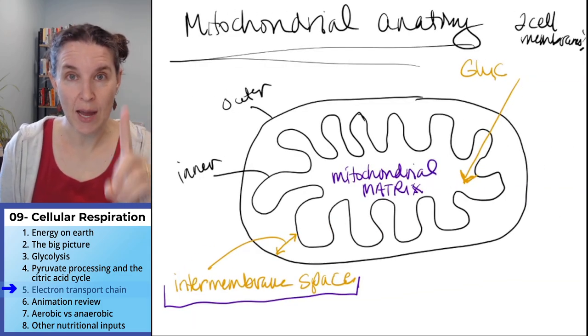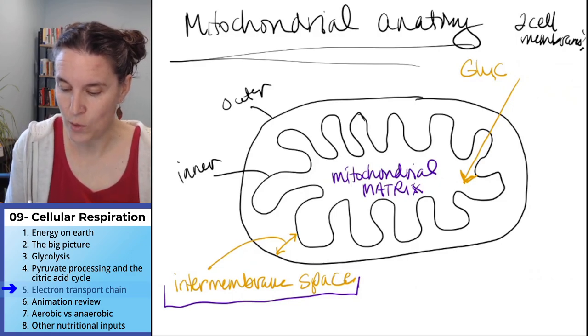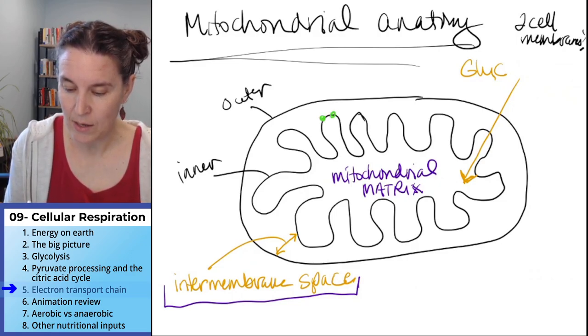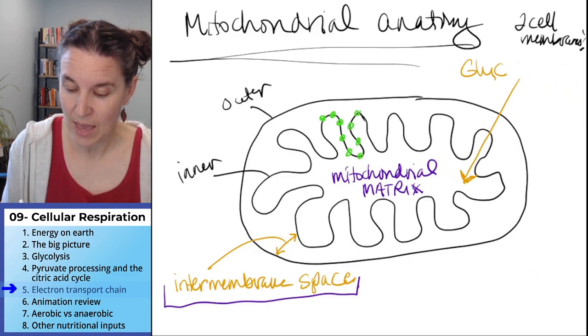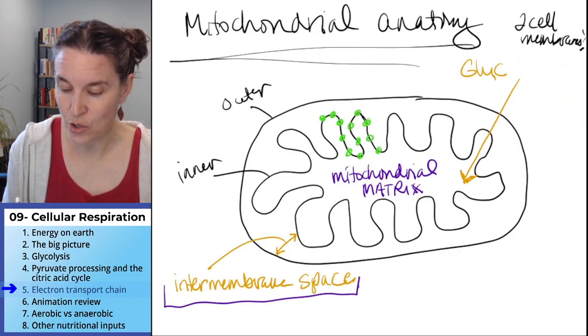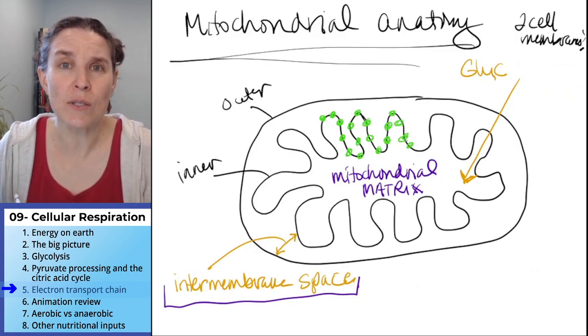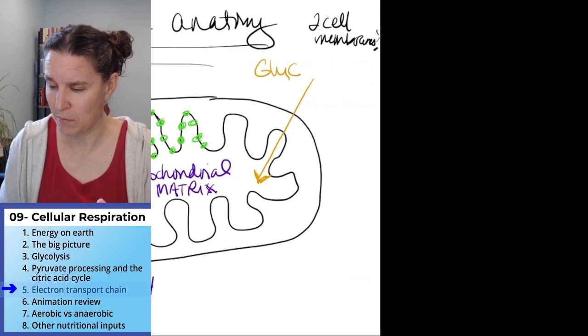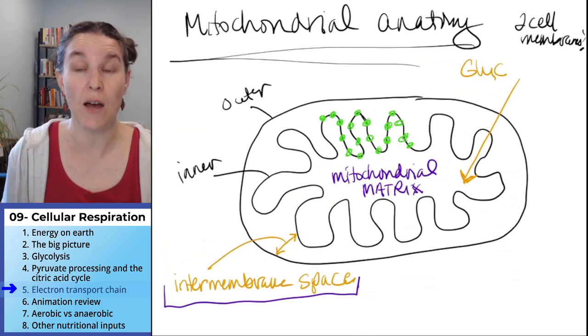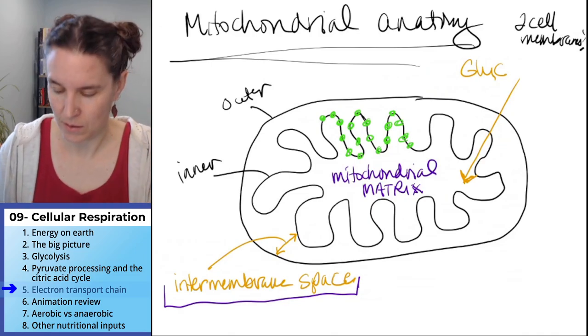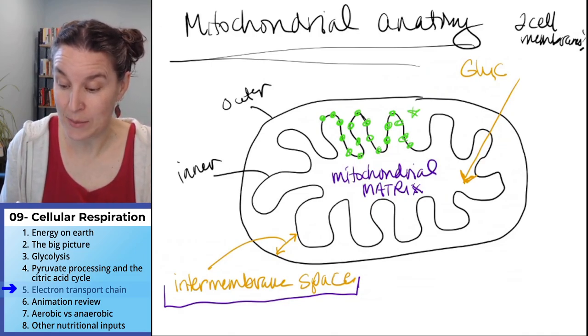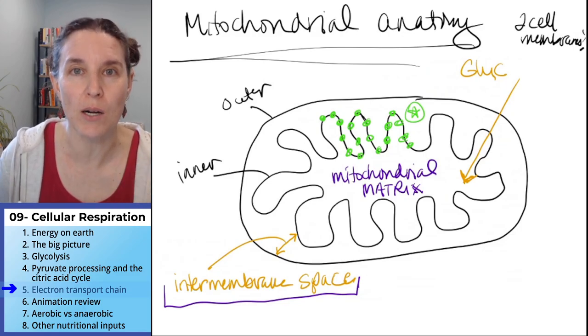Here's where this happens. I'm going to embed proteins in the inner mitochondrial membrane. And this is the electron transport chain. Now, I can't see those, and that's not even close to being big enough for me. So I'm going to have to draw this out much bigger. But that's our location. This intermembrane space is an important part.